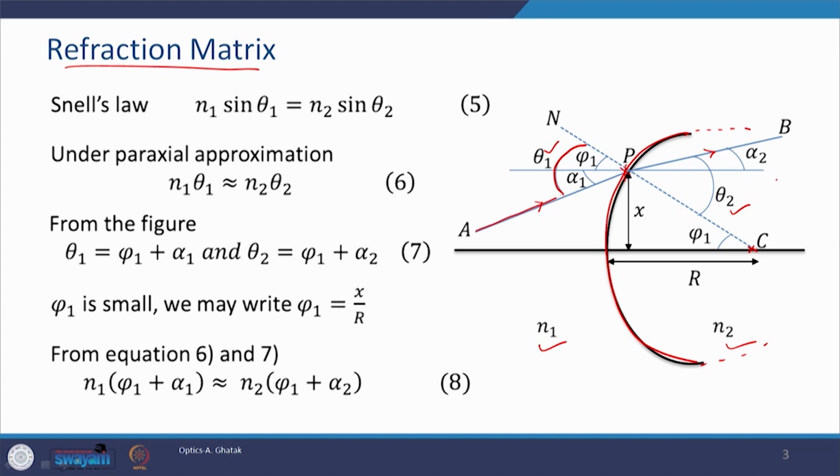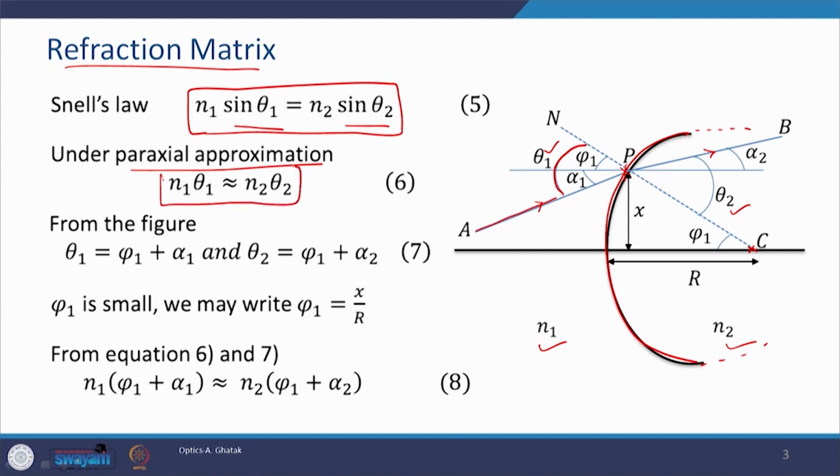Now we will apply Snell's law here, and Snell's law says that n1 sin theta 1 is equal to n2 sin theta 2. Since we are in the paraxial regime, we will use the paraxial approximation, and therefore we can write sin theta 1 as theta 1 and sin theta 2 as theta 2. Therefore, under paraxial approximation, Snell's law reduces to n1 theta 1 is approximately equal to n2 theta 2.